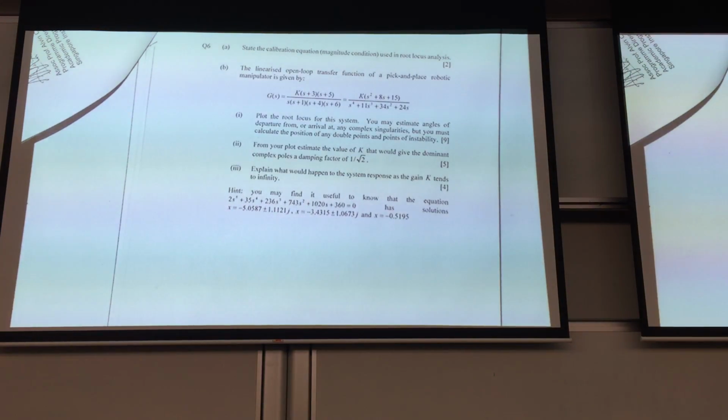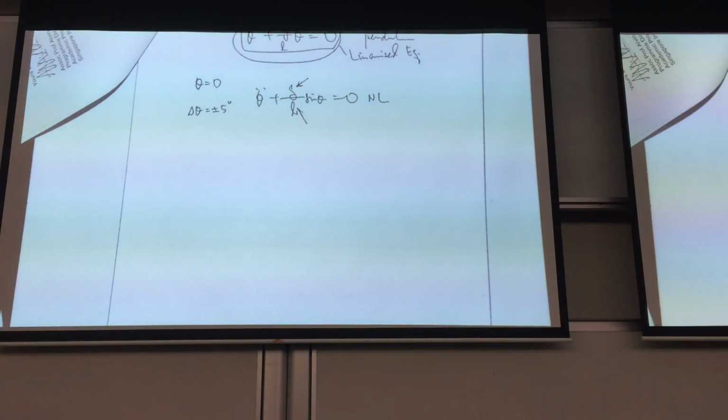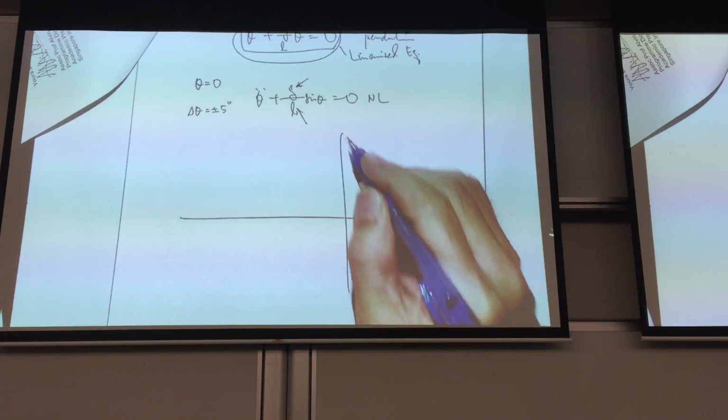Okay, so they say, plot the root locus. So in this case, you have 4 poles, 2 zeros. What is the relative order? 2. Asymptote, angle of asymptote plus minus 90 degrees. Okay, so plot the root locus for this system. You may estimate angles of departure from or arrival at any complex singularity, but you must calculate the position of any double points and points of instability. So in this case, do you think you're going to see any point of instability? Will we see any points of instability? Because in this case, it's very clear cut.